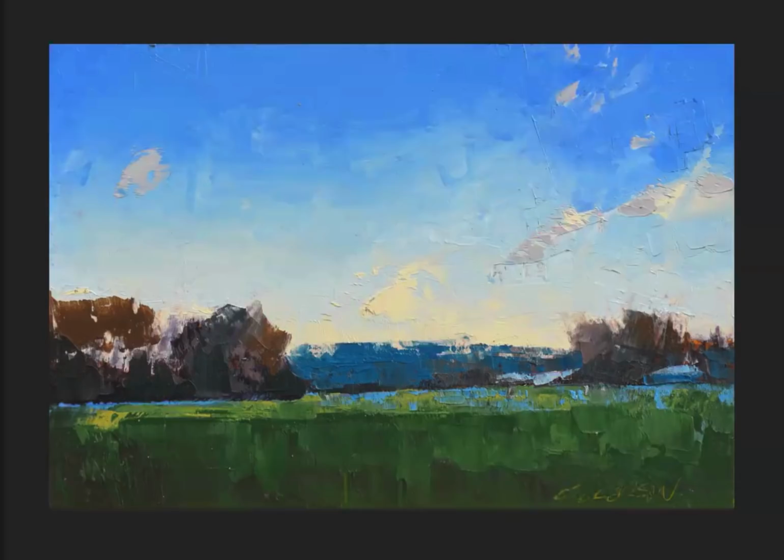So focal point, framing, line direction, and point of view. Think about how you can use those to create strong compositions.